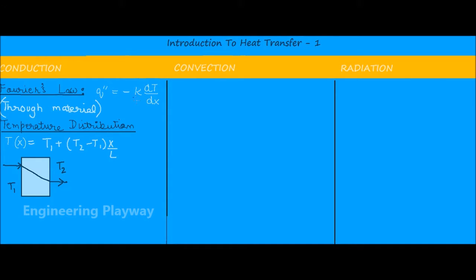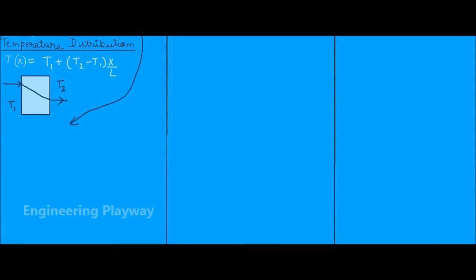Now in this equation, the letter k represents thermal conductivity, which has different values for different materials. Metals have the highest thermal conductivity, so they have higher values, and gases have very low values.